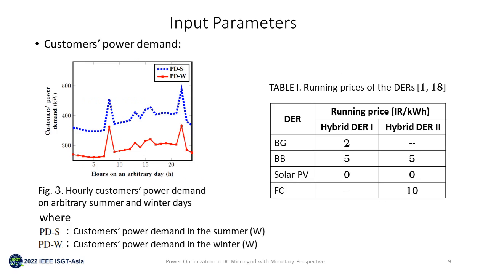Input parameters. Figure 3 shows the hourly customer's power demand on arbitrary summer and winter days. Here PDS is the customer's power demand during summer, whereas PDW is the customer's power demand during the winter season. Table first presents the running prices of various distributed energy resources. Here dashes in front of a particular DER convey that that particular DER is not applicable to that particular hybrid DER.